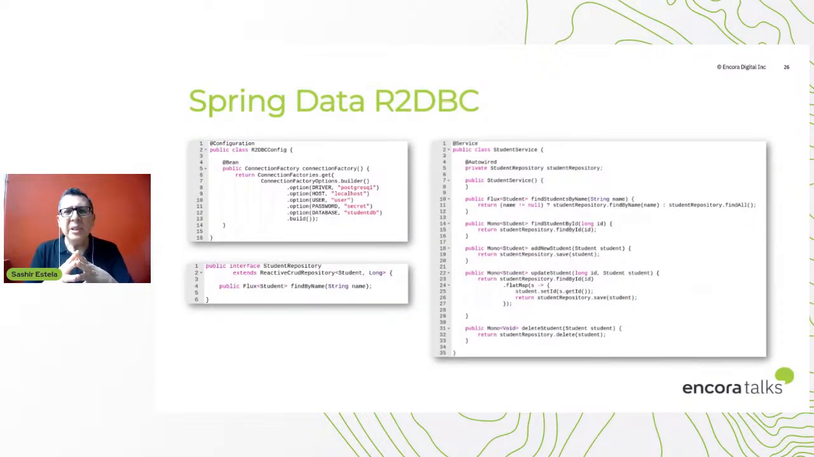Spring Data R2DBC. What does R2DBC mean? R2DBC means Reactive Relational Database Connectivity. This is a standard in the Java world in order to start using the reactive style in the database engines.